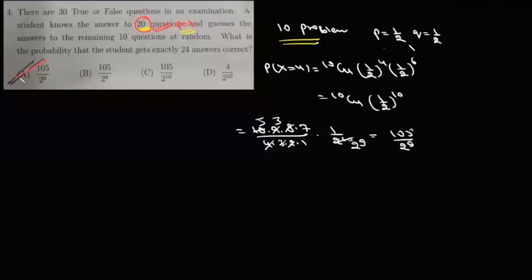Now this is nothing but 10C4 p to the power 4 and q to the power 6. Now we simplify this. It simplifies to 105 upon 2 to the power 9, and that's your option A.